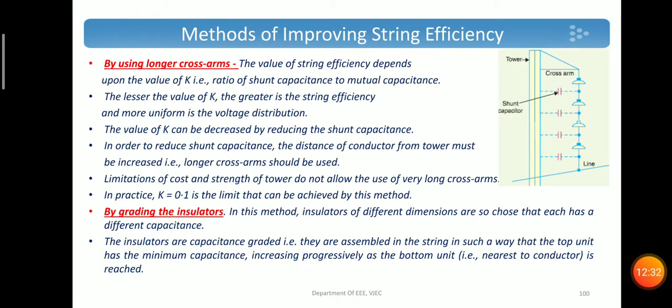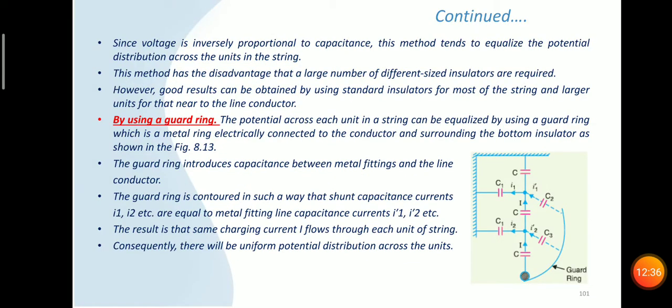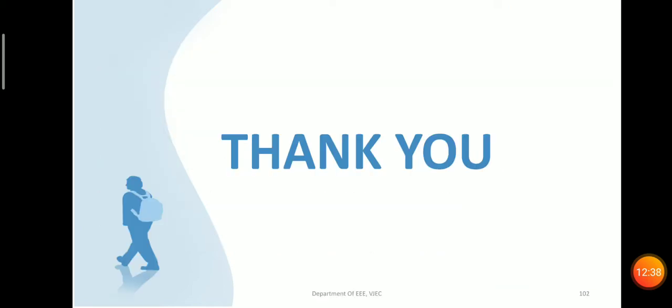So these are the methods. By using longer cross arms, by grading the insulator, and by using guard rings, we can improve the string efficiency. So while designing an insulator, string efficiency is an important parameter which is to be considered, mainly in the case of large rated power transmission systems.